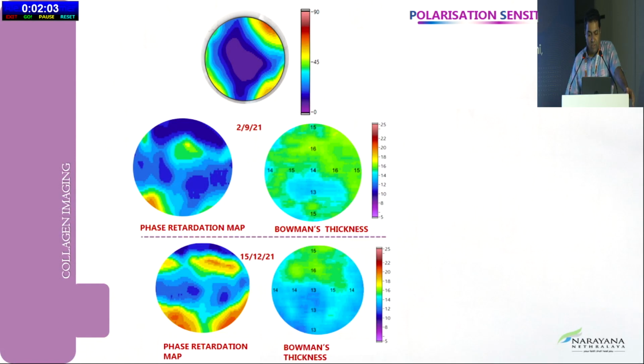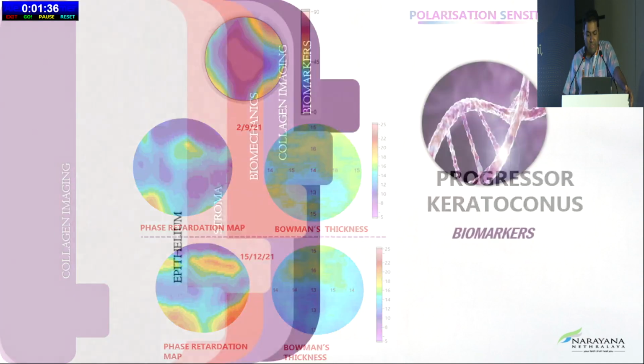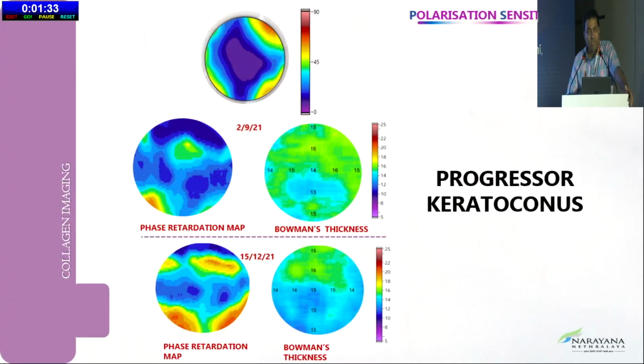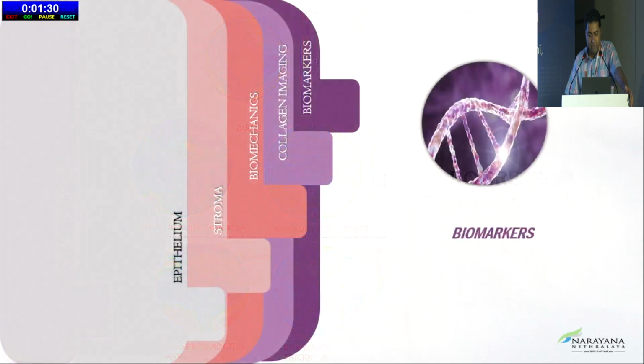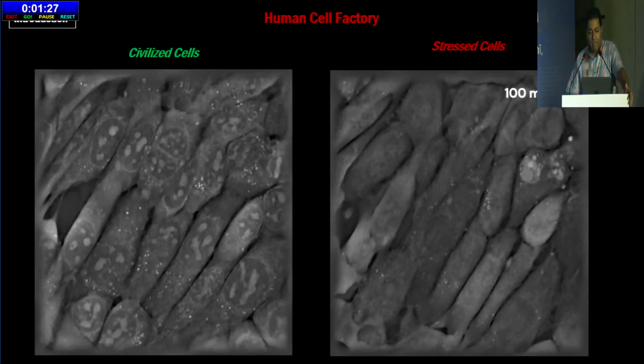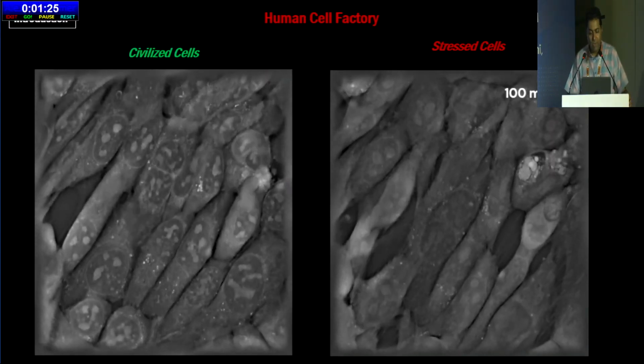It's very interesting. This is your Bowman's in 2021, and in 6 months you can see that the Bowman's has thinned out. So you can even map the way the Bowman's is thinning out, and Bowman's is just around 4-5 microns, around 2-3 pixels, but still this is a 1 micron resolution. You can see that the collagen changes. This is your collagen before, and then the collagen changes. So degradation of collagen can be picked up much earlier, and you can use this to study the outcome of your procedures also.